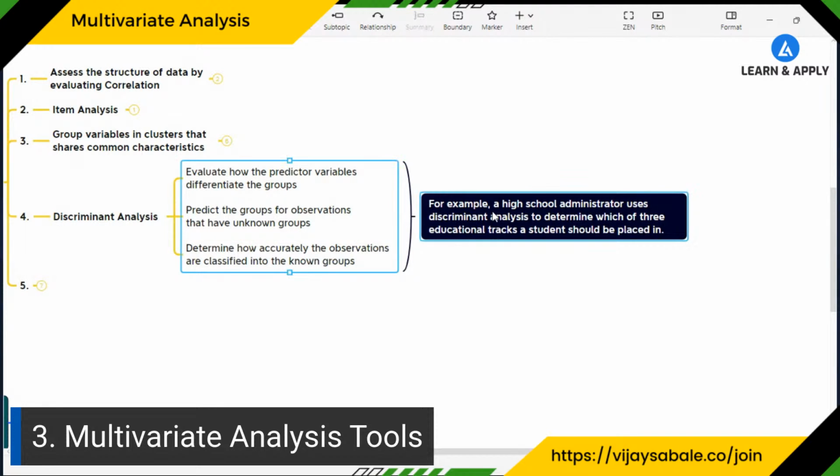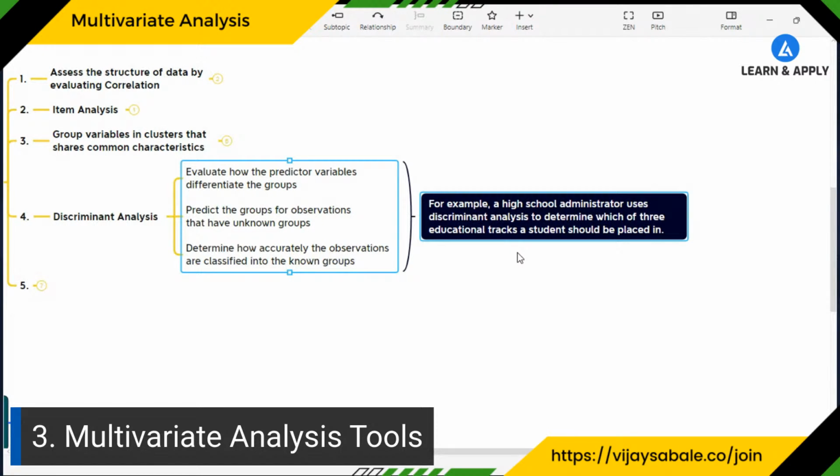And here is an example. For example, a high school administrator uses discriminant analysis to determine which of the three educational tracks a student should be placed in. So there are three educational tracks like A, B, C. A is for students who do not require any attention from the teacher.